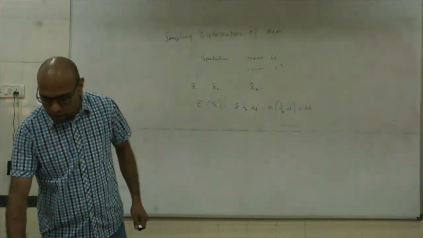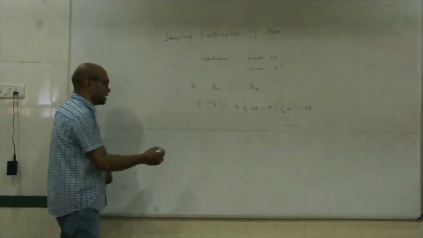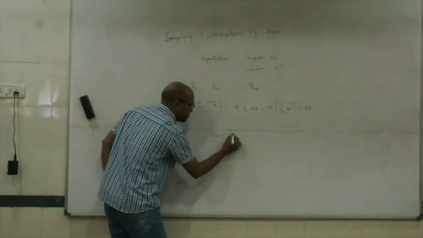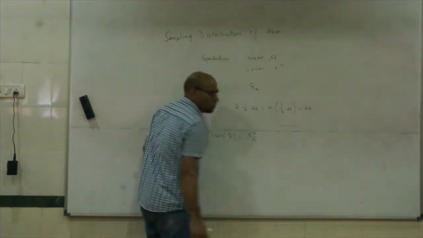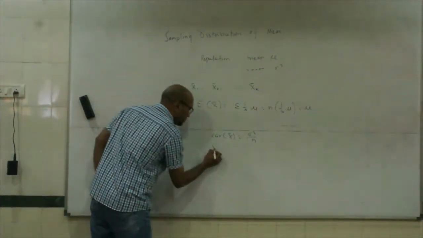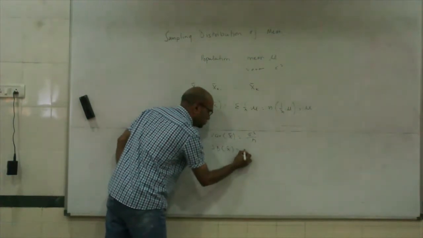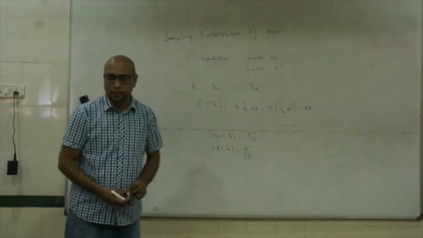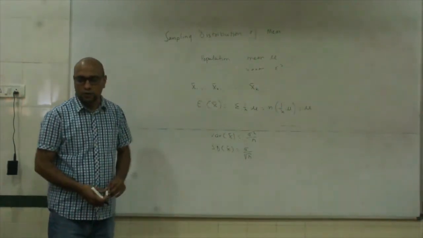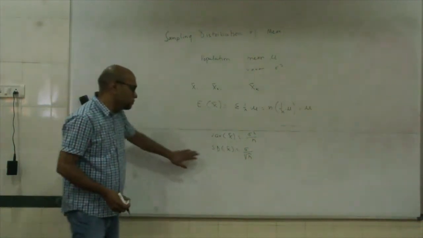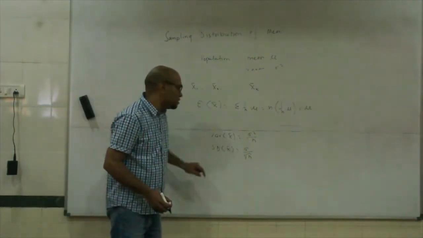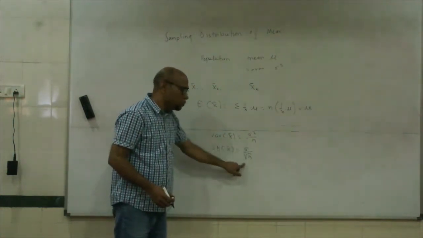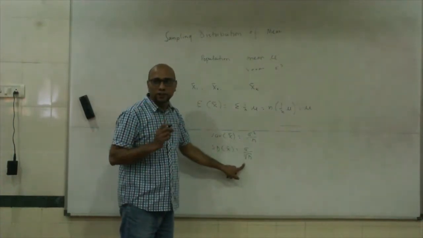Now, the variance of x bar would be sigma square upon n, and the standard deviation, as we have seen, SD of x bar is equal to sigma upon square root of n. Right? These are the things that we talk about. So if I have a distribution of x bar, sigma upon square root of n is the standard deviation of that distribution.